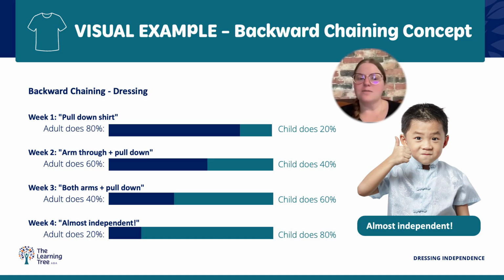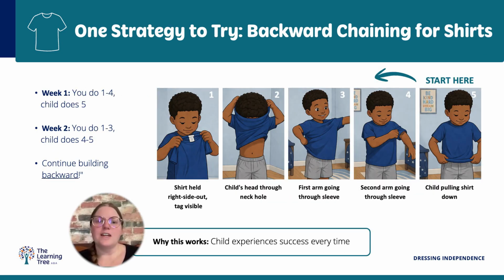Week 4, we're going to take another step back. Maybe the adult can help orient the shirt so the child sees where the head hole is. And they are going to pull their head through the shirt, both arms, and pull down. So at this point, the child is doing 80% of the work, and the adult is just supporting them as they need help. One strategy to try, backward training for shirts.